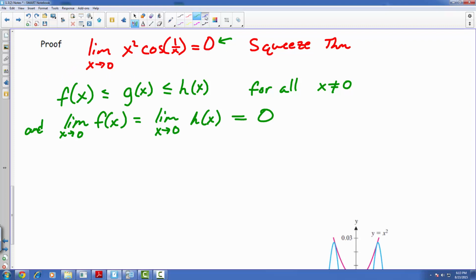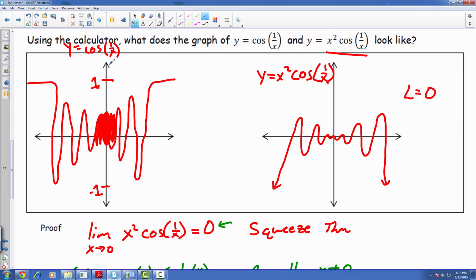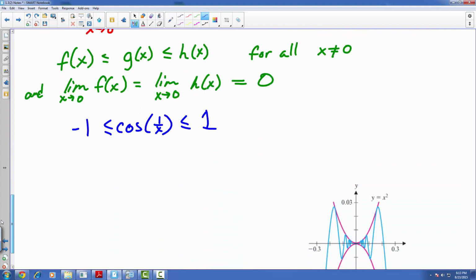Now if you recall, our original function, just the cosine of 1 over x, was always in between -1 and +1. We can even look back at this graph. This was just the cosine of 1 over x. It was constantly between -1 and +1. It never deviated or went outside that.